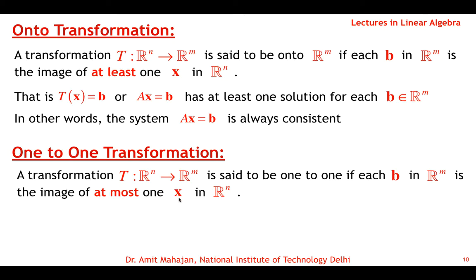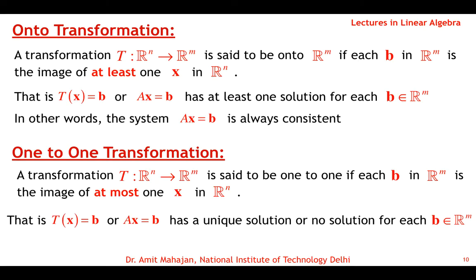Okay, so that means the system Ax is equal to b, if it is consistent, has a unique solution, or it may not be consistent. That is, Tx equal to b, or Ax equal to b, has a unique solution if it is consistent, or no solution, or inconsistent, for every b in Rm. Either this holds or this holds.